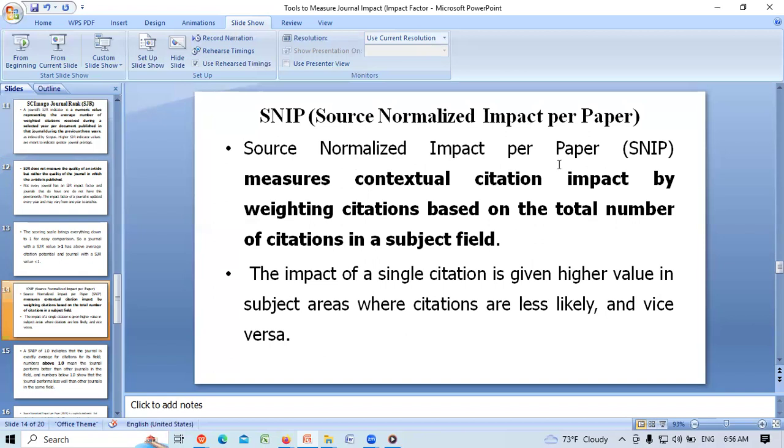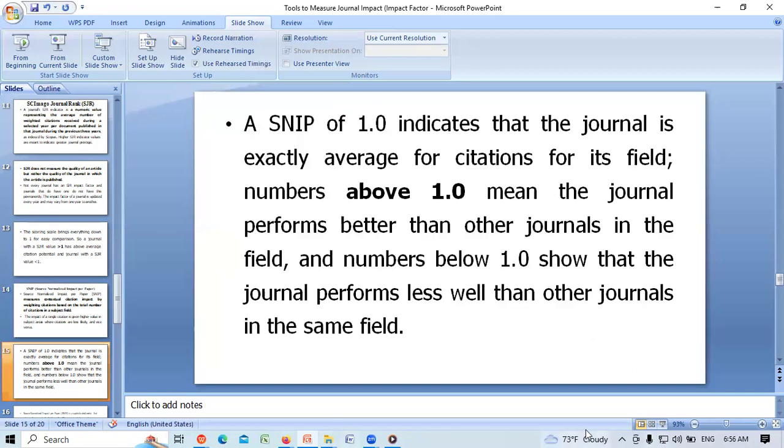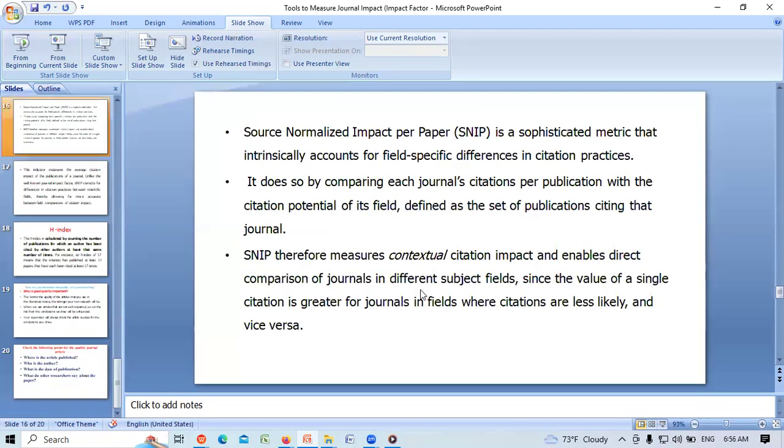SNIP, source normalized impact per paper, measures the contextual citation impact, weighing citations based on the total number of citations in a subject field. The impact of a single citation is given higher value in subject areas where citations are less likely, and vice versa. A SNIP of one indicates that the journal is exactly average for citations in its field. Numbers above one mean the journal performs better than other journals in the field, and numbers below one show that the journal performs less well than other journals in the same field.